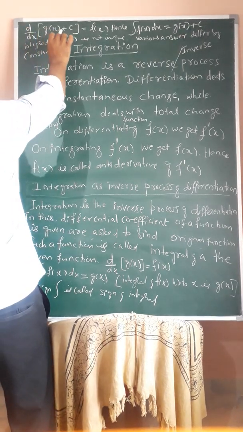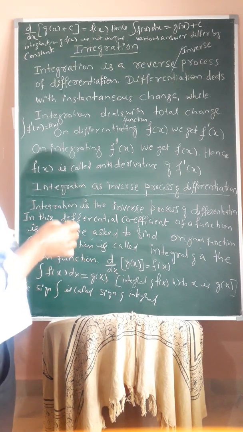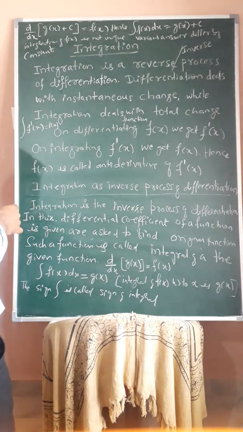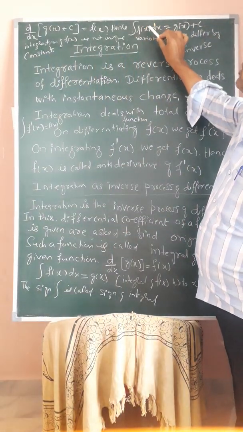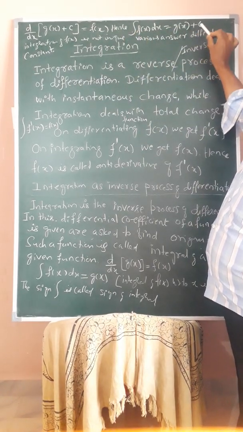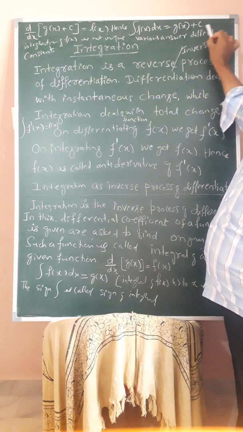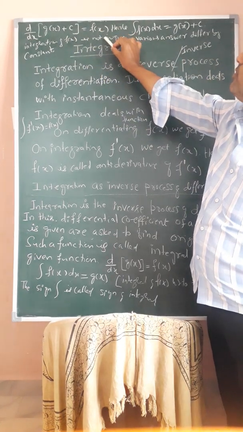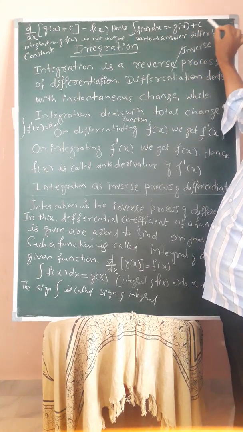The derivative of g of x plus c, where c is a constant, any constant, gives f of x. Hence, if you integrate f of x dx, we get g of x plus c. Here, g of x plus c is a function whose derivative is f of x. Again, if you take integration of that function, you get the original function only.